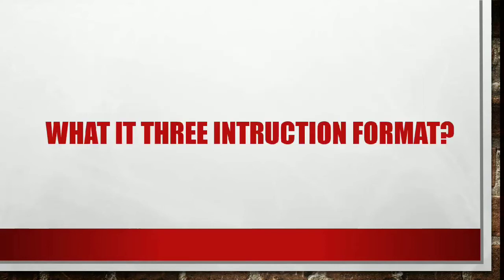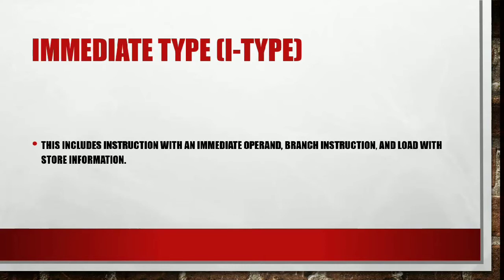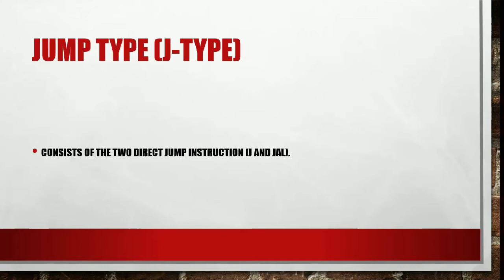What are the 3 instruction formats? Register type, or R type, contains all instructions that do not require an immediate value, target offset, memory address, and so on. Next is immediate type, or I type. This includes instructions with an immediate operand, branch instructions, and load and store instructions. The last type is jump type, or J type. It consists of the two direct jump instructions, J and JAL.